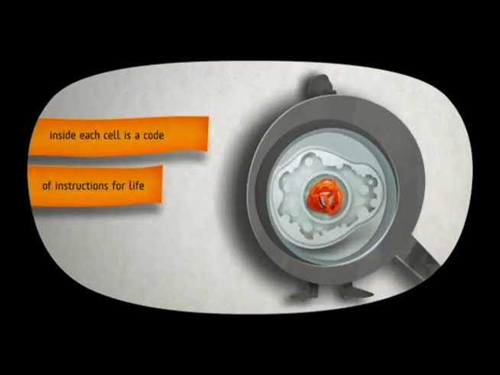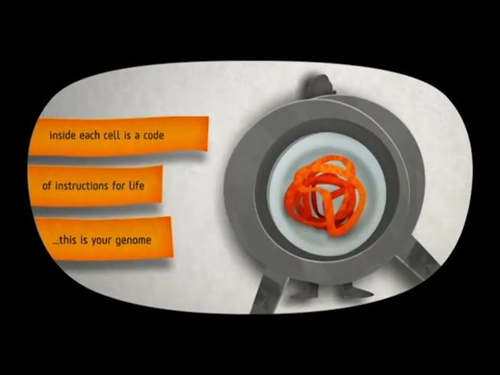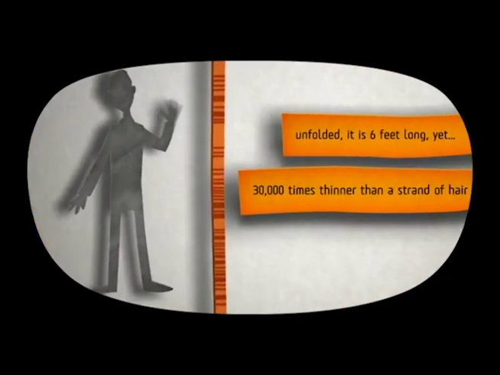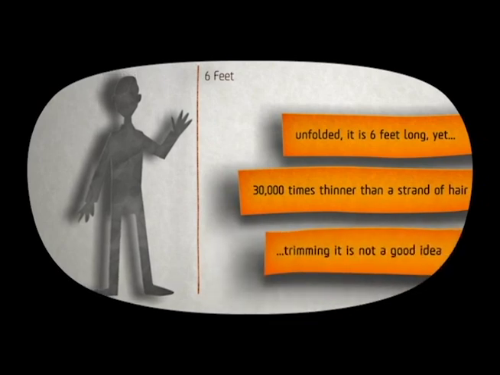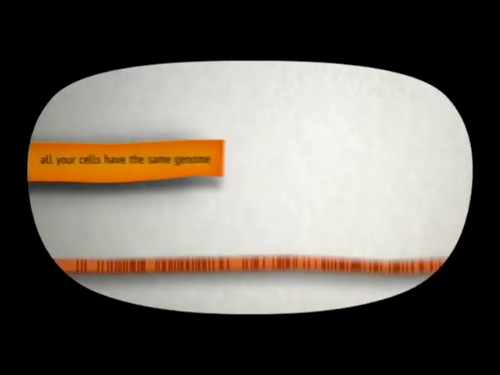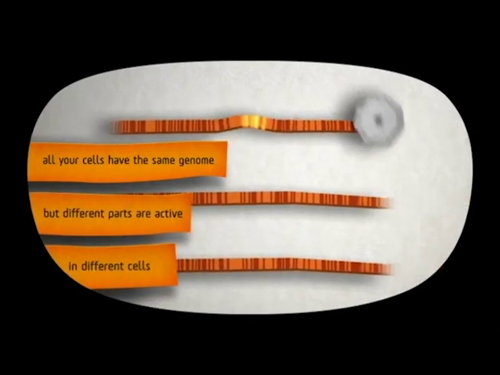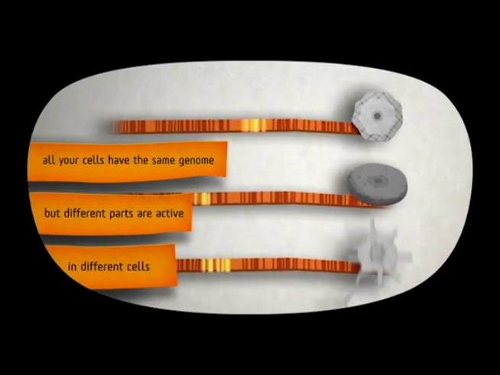Inside each cell is a code of instructions for life. This is your genome. Unfolded, it is 6 feet long, yet 30,000 times thinner than a strand of hair. Trimming it is not a good idea. All of your cells have the same genome, but different parts are active in different cells.